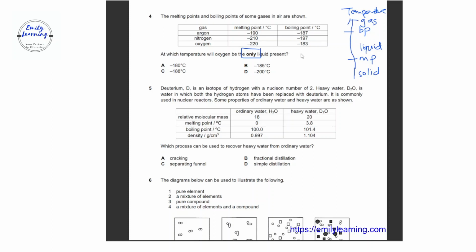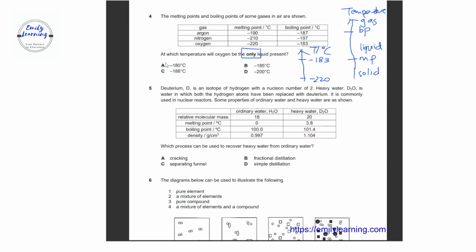So now let's start off with oxygen. The melting point of oxygen is negative 220 degrees Celsius, and the boiling point of oxygen is negative 183 degrees Celsius. Remember, minus 220 is smaller than negative 183. The more negative a number, the smaller it is, and the more negative the temperature, the colder it is. Based on these values, we know that oxygen will be a liquid at a temperature between negative 220 and negative 183 degrees Celsius.